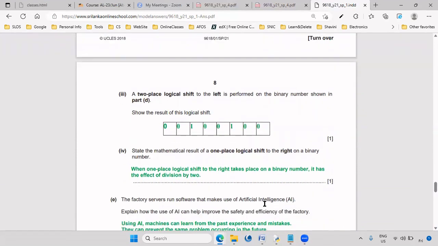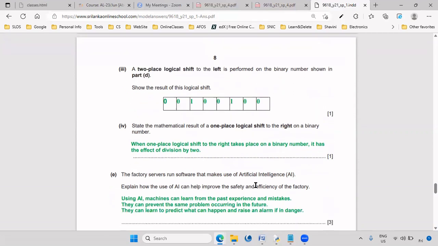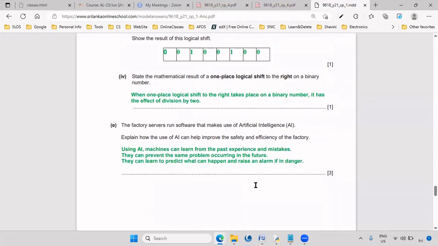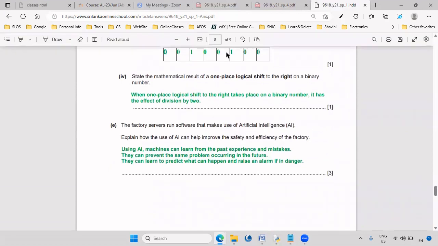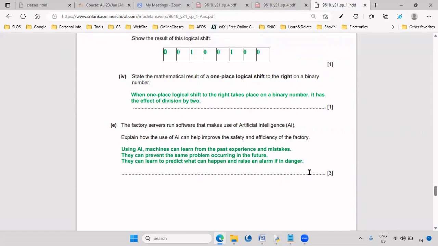State the mathematical result of a one-place logical shift to the right on a binary number. When a one-place logical shift to the right takes place on a binary number, it has the effect of division by 2. To calculate, we will see. We take it to the right one place and then take the value. Shift 1 to the right and then take the value. Again, shift right, take the value. It will show like going down half. Every time it becomes half of the previous one.